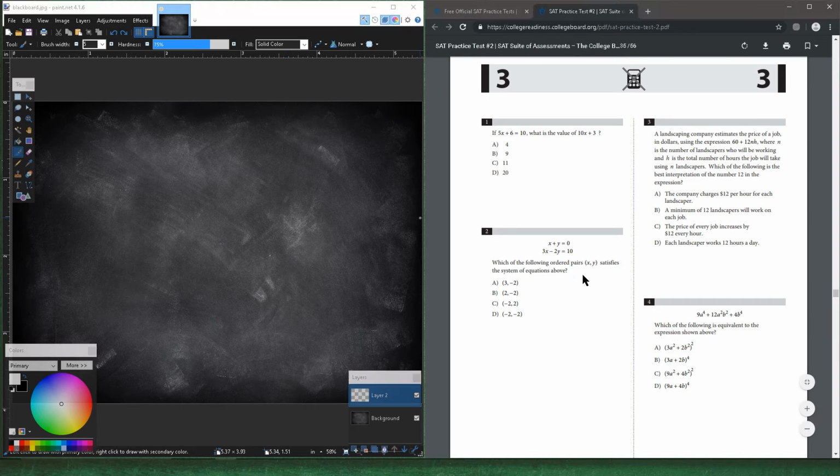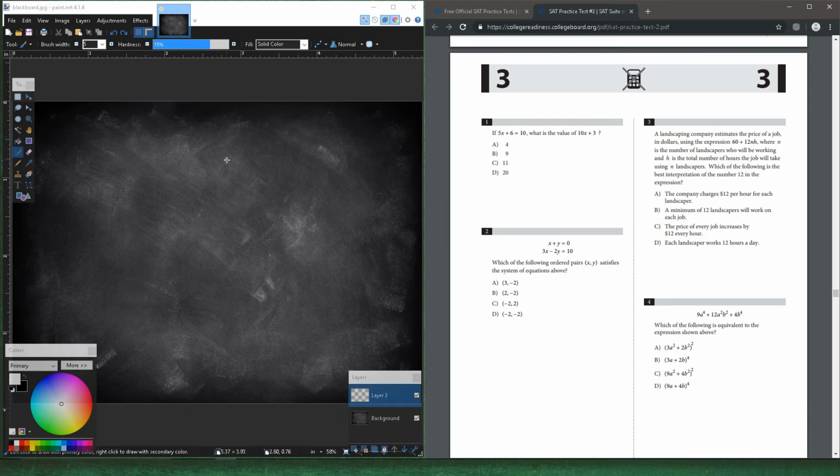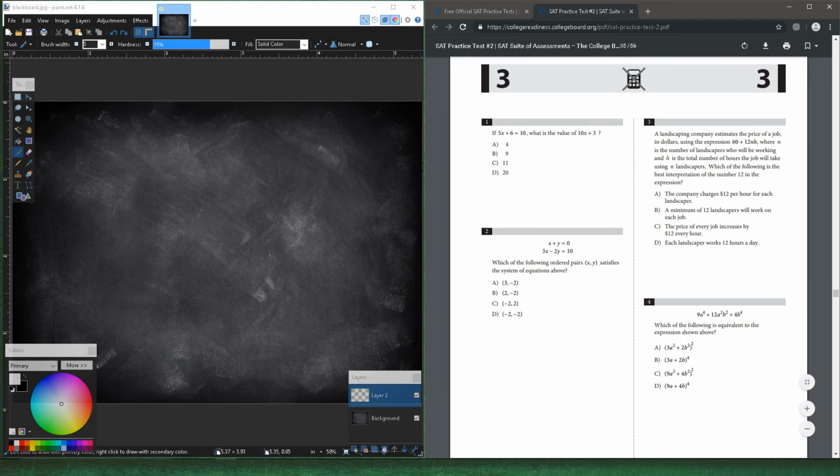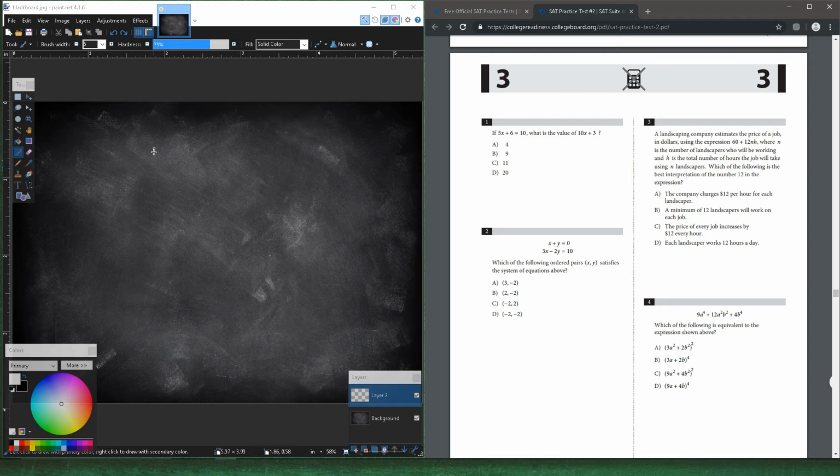Question 2. Which of the following ordered pairs (x, y) satisfy the system of equations above? This is just basically a system of equations question. So you see a negative y here and a positive y here. So you want to add these together. So you want to cancel out the y in the beginning because it's easier to do so.